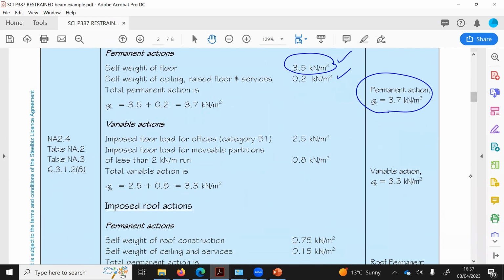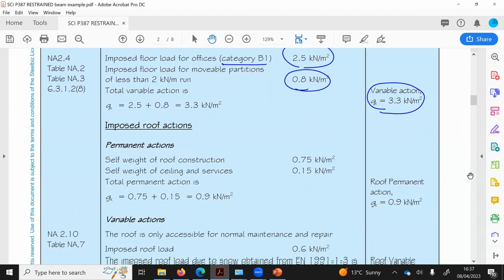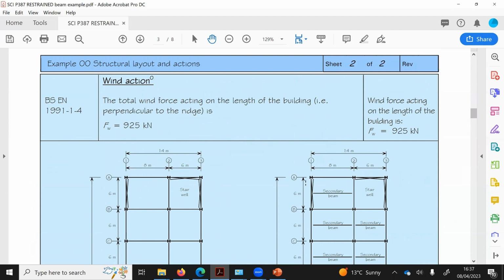Variable action, because this is the office building, category 1 from Eurocode, is 2.5 kilonewton per meter square. We have partitions, which is 0.8 kilonewton per meter square. In total, variable action or GK is 3.3 kilonewton per meter square. Let us see how we can solve this problem.